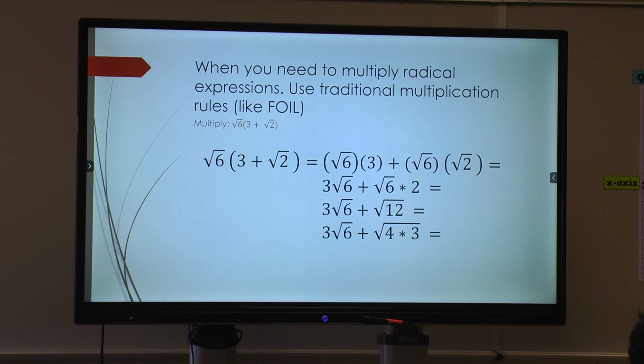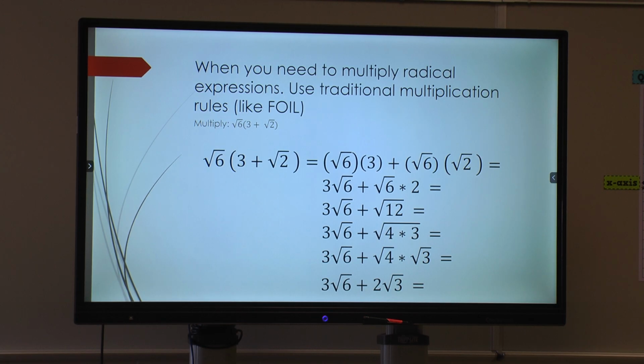So if I break down 4 squared, what times what will give me 4? 2 times 2. So I go ahead and split them up, and I take that 4, which is a perfect square number, and I put that 2 out in front.